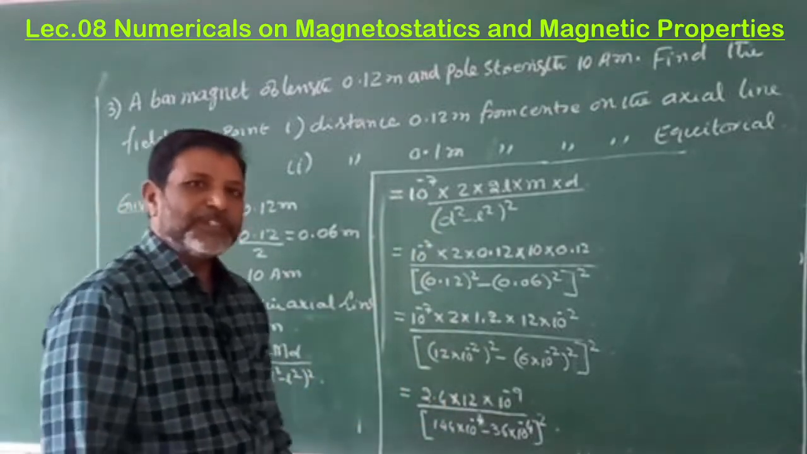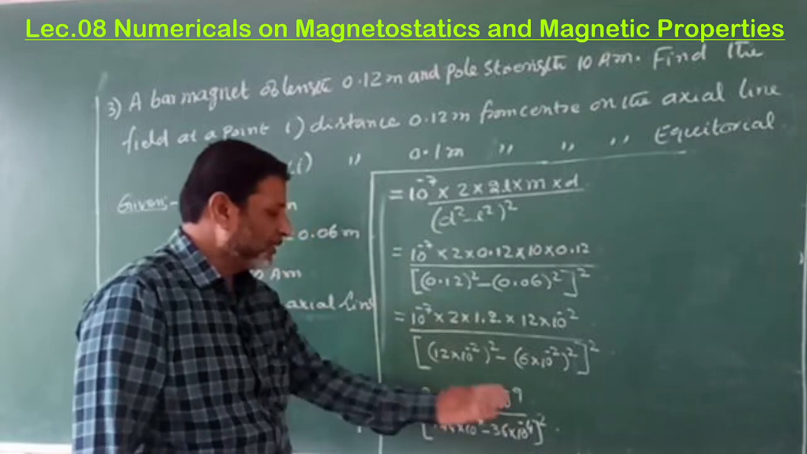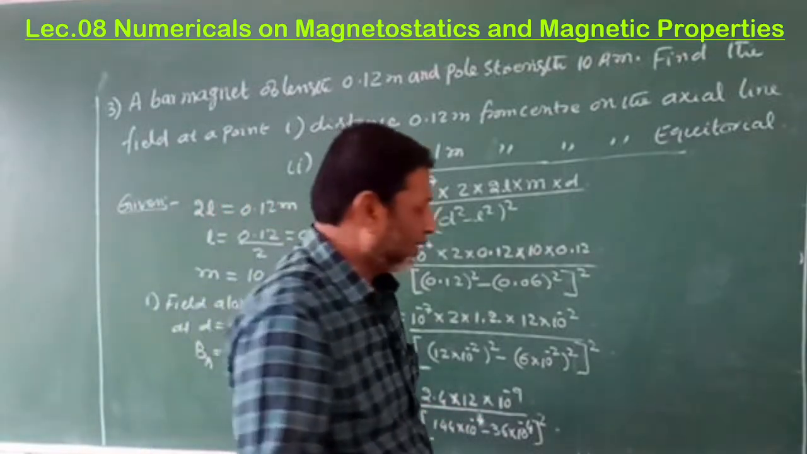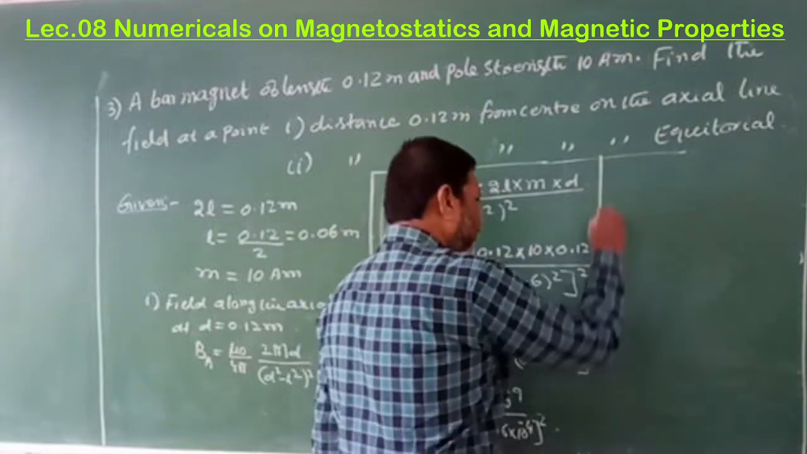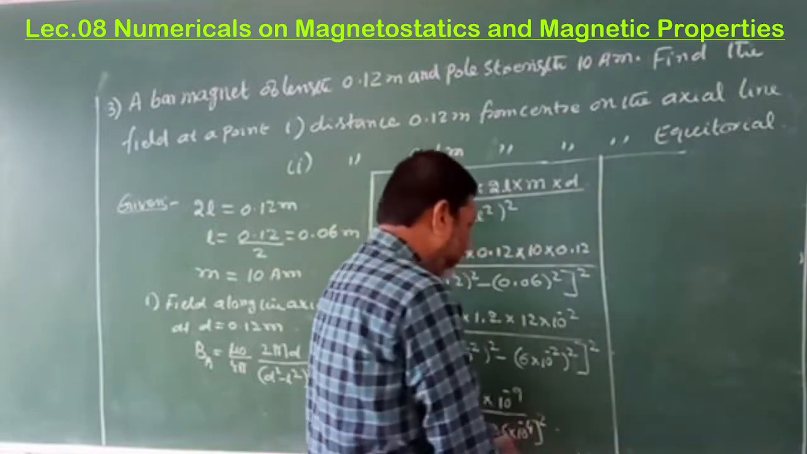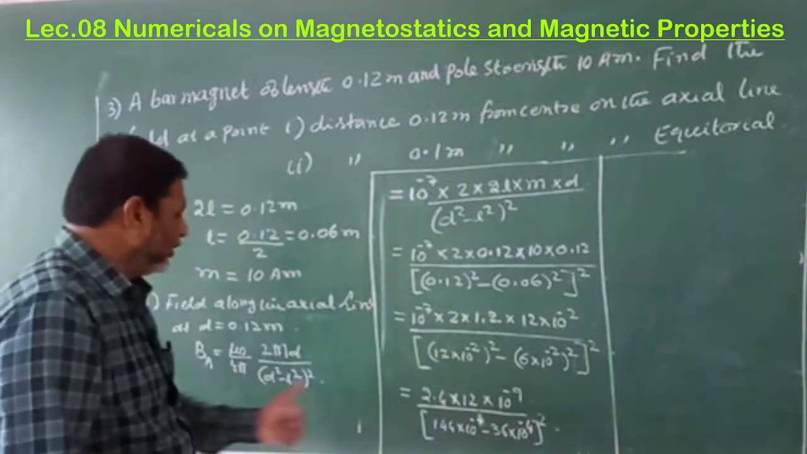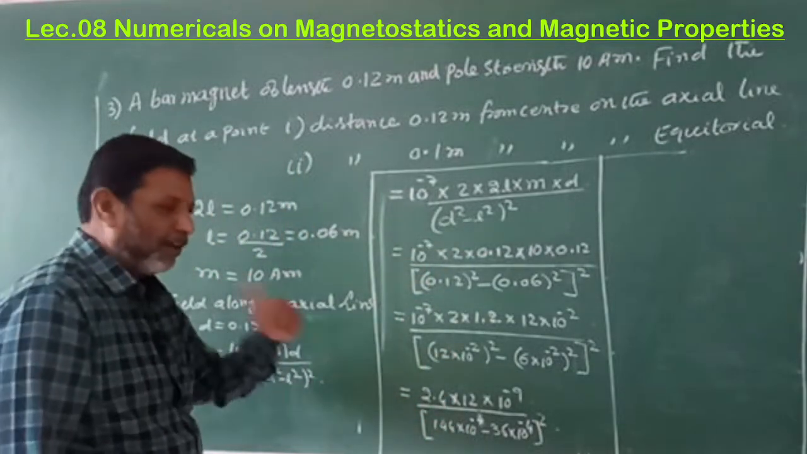Now, without wasting time, I feel it is better that you do this calculation with a calculator, which you can do very easily instead of wasting time on the calculation here. After simplifying this, you will get the field along the axial line.